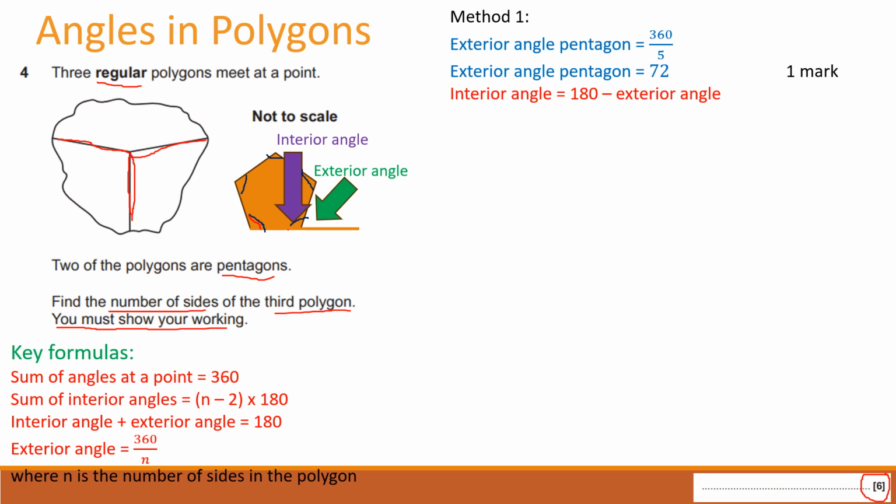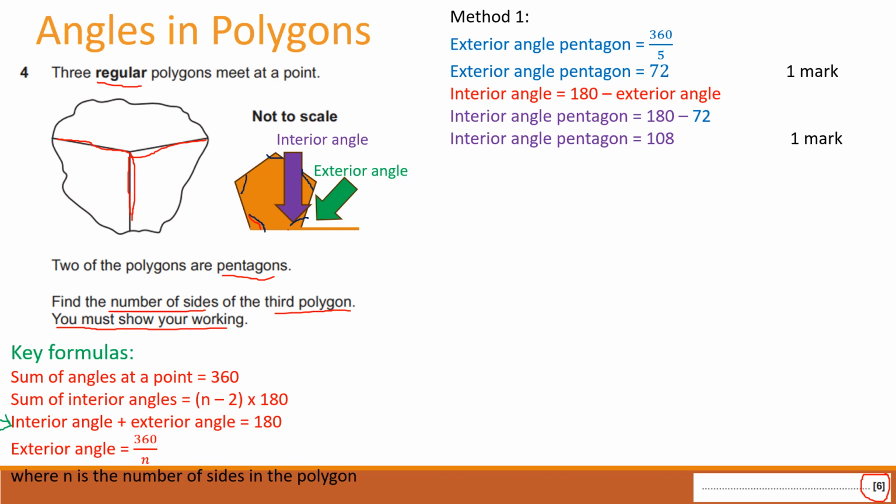Now my interior angle is going to be 180 minus the exterior angle. So this 3rd formula, I'm just going to highlight it for you with a little green arrow: the interior angle plus the exterior angle is 180. The 3rd one down on the left-hand side can be rearranged to give me an interior angle of 180 minus the exterior angle. Now I know the exterior angle is 72 degrees, so 180 take away 72 degrees gives me an interior angle of 108.